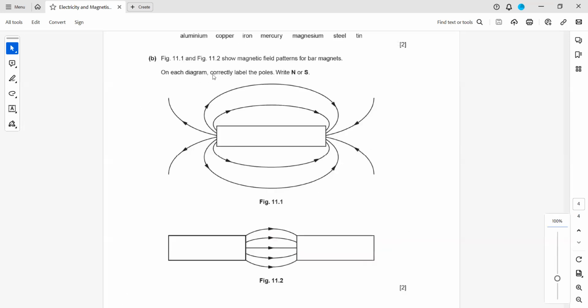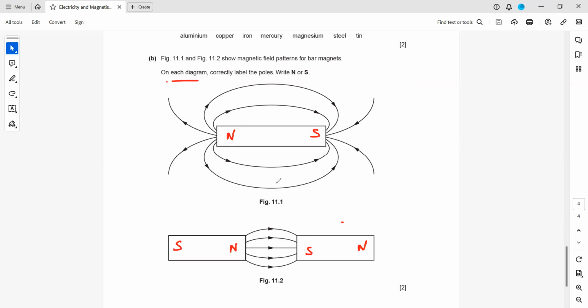Figure 11.1 shows a magnetic pattern of a bar magnet. On the diagram, label the north and the south. So the magnetic field must always point out from north and into south. Here we have north and south, but students just make this north and south. It is not possible for a magnet to have a monopole. You don't have a magnet with only a single pole. Magnets always exist as a dipole, like two poles will always be there. So if this is south, this will be north. If this is north, this will be south.